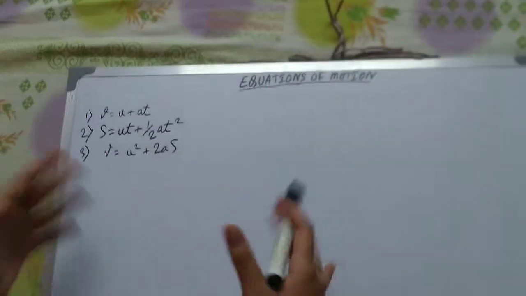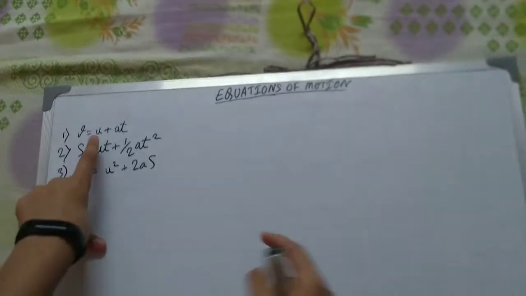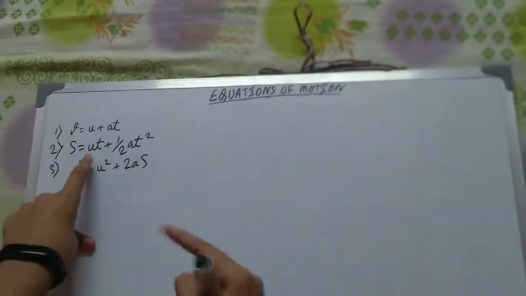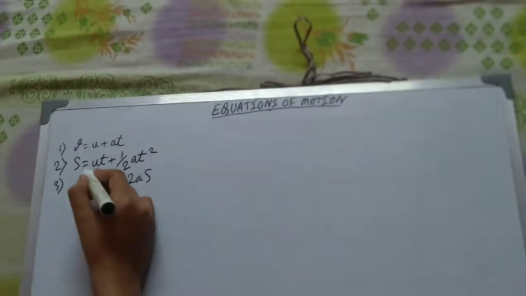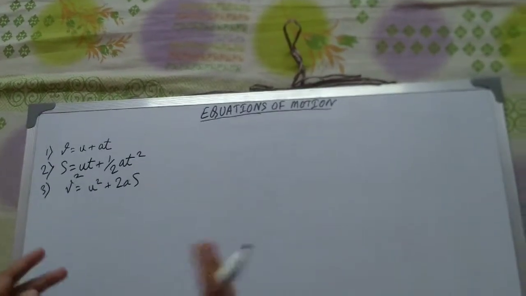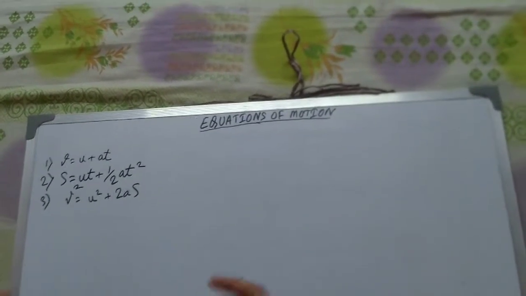Here these are the three equations of motion as we know. v equal to u plus at, s equal to ut plus half at square, and v square equal to u square plus 2as. So now let us see how I will prove it by the graphical representation method.